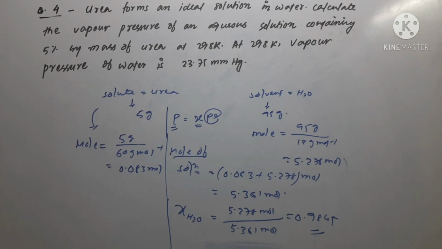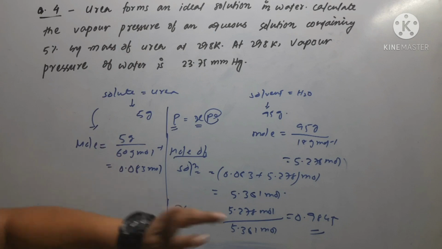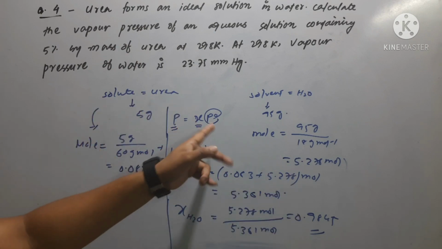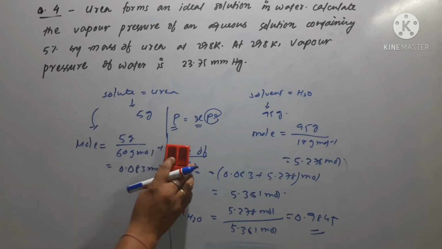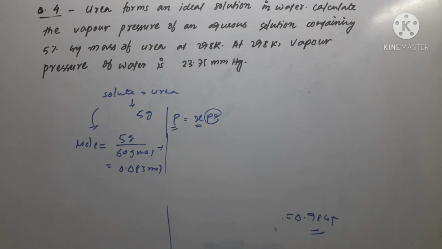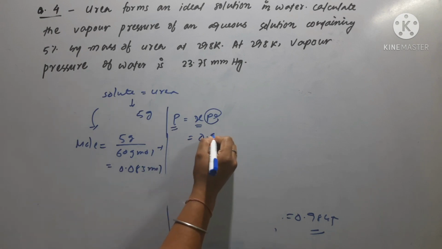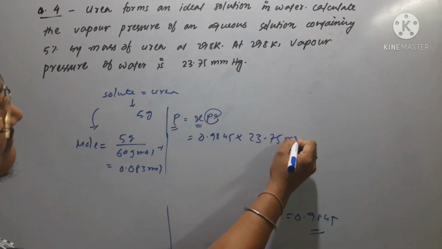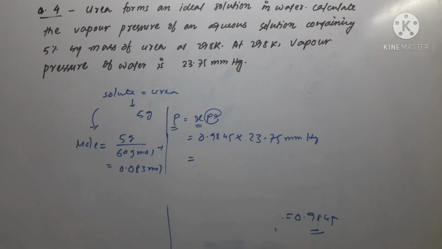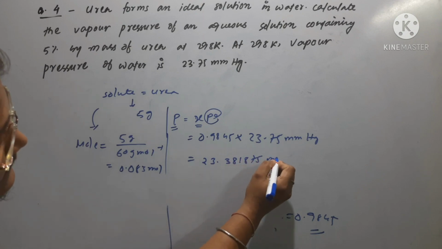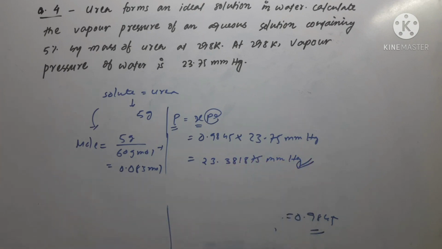Now, guys, we know the pure vapor pressure value which is given here, and we have calculated the mole fraction of the solvent also. So now you just put the values here. Let's see what comes out. Mole fraction 0.9845 into 23.75 mm of mercury, which is given to us, and once you multiply this, it comes out as 23.381875 mm of mercury. It's very simple, guys.